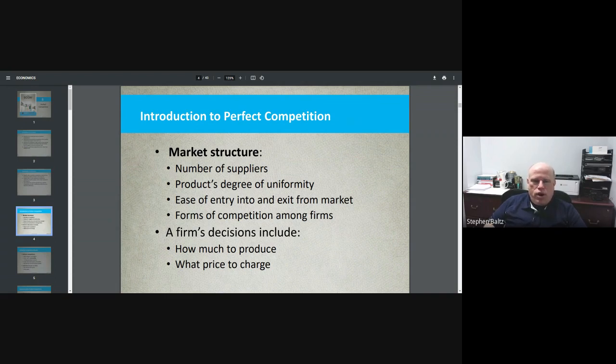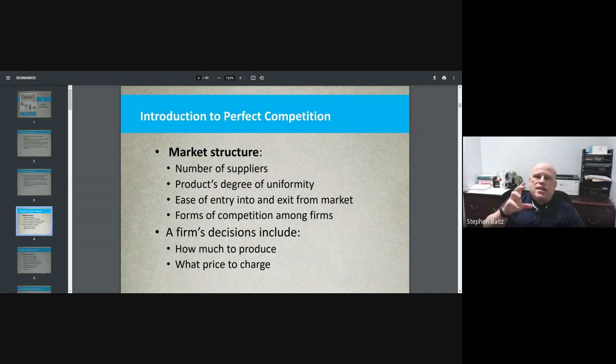You also have the product's degree of uniformity. In other words, is the product homogeneous, basically the same product throughout the market that every seller or supplier is providing, or is the product differentiated? Can the product be made different by different producers in order to warrant a higher price than competitors' offerings?